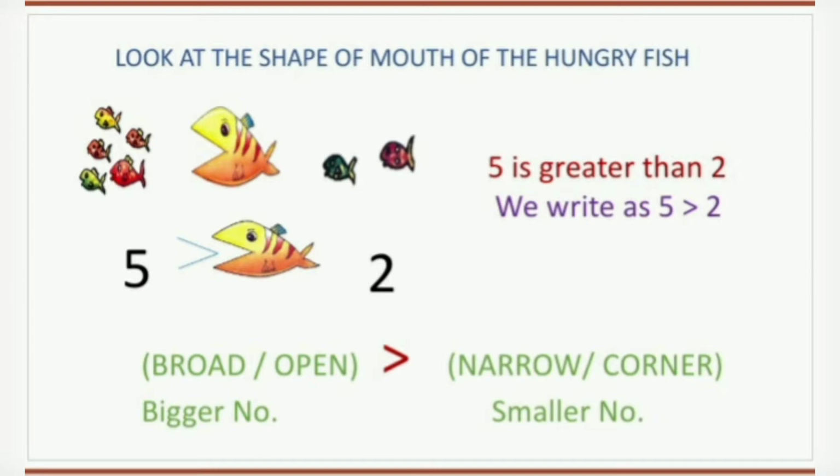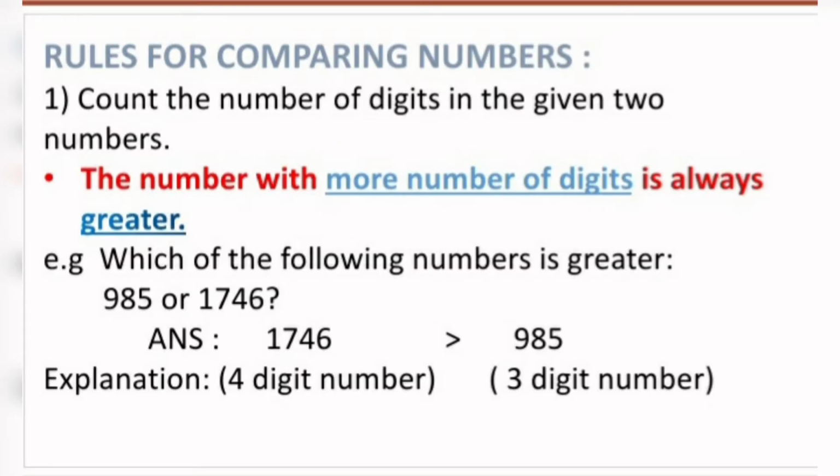Okay? Now, as you know, 5 is greater than 2. When you use the symbol, you have to put the open part toward the greater number. As the fish is hungry, he or she eats more. So the broad or open side of the symbol is toward the greater number, whereas on the corner side you will have the smaller number. Now let's know what are the rules for comparing numbers.